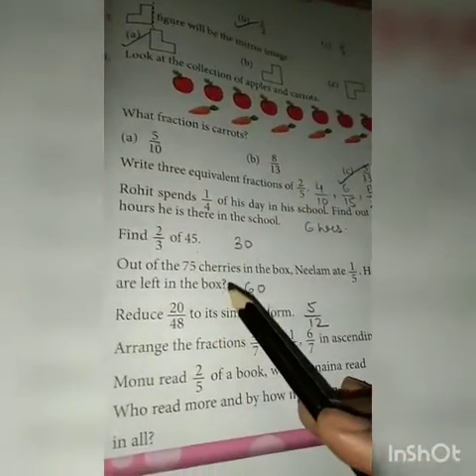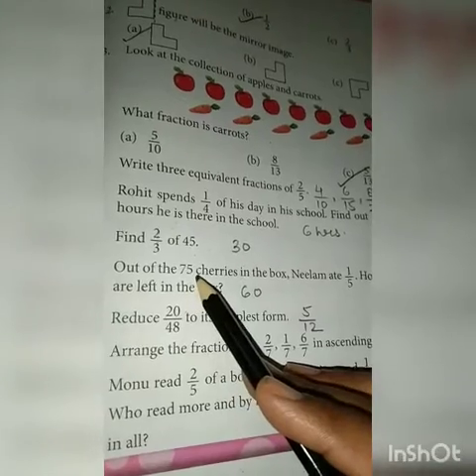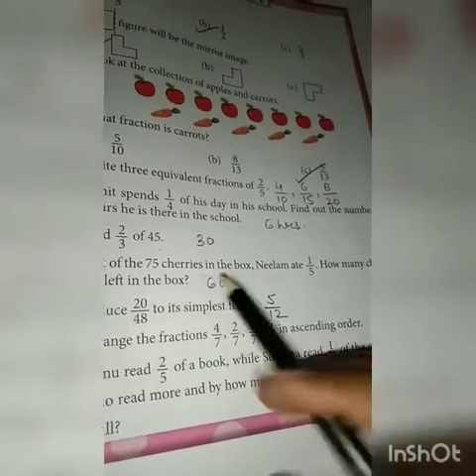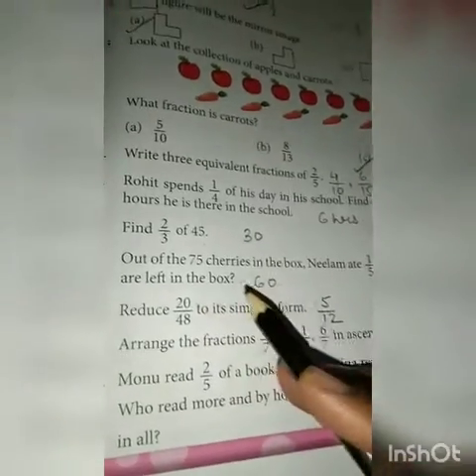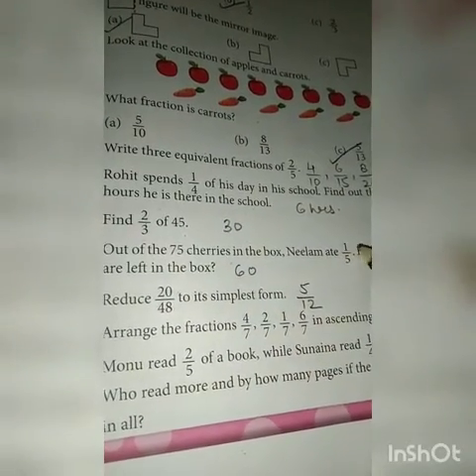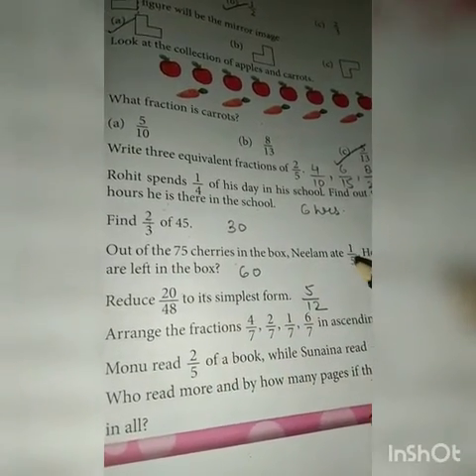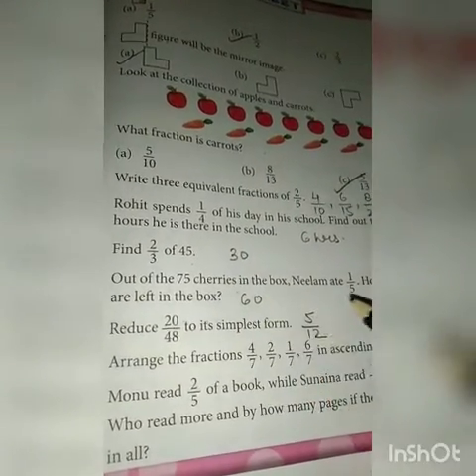Now, there are 75 cherries in the box, and Neelam ate 1/5 of them. How many cherries are left in the box now? We will take out 1/5 of 75. So 75 will be divided by 5, and it will go 15 times. So 60 cherries are left in the box now.